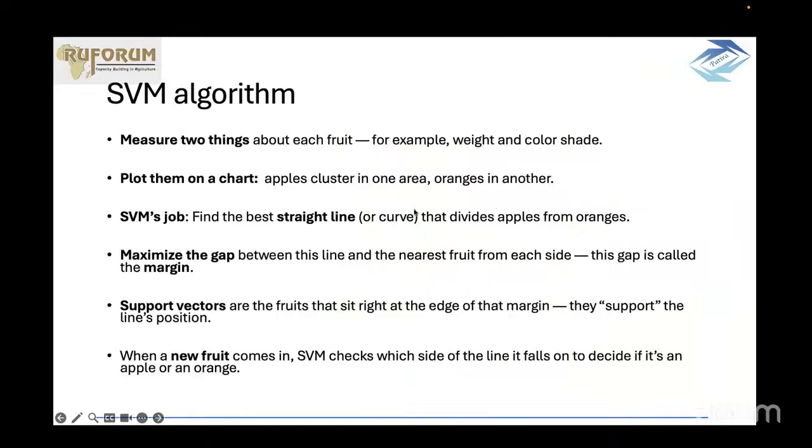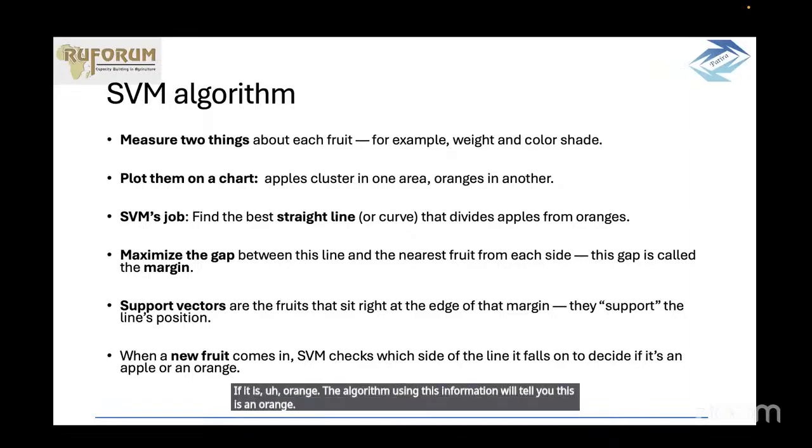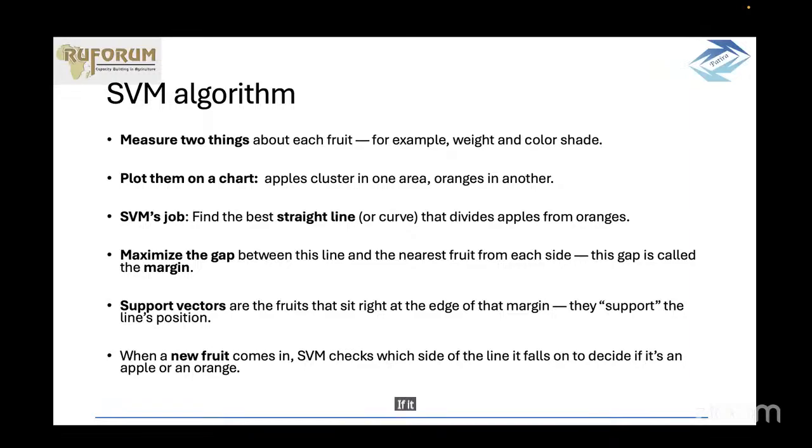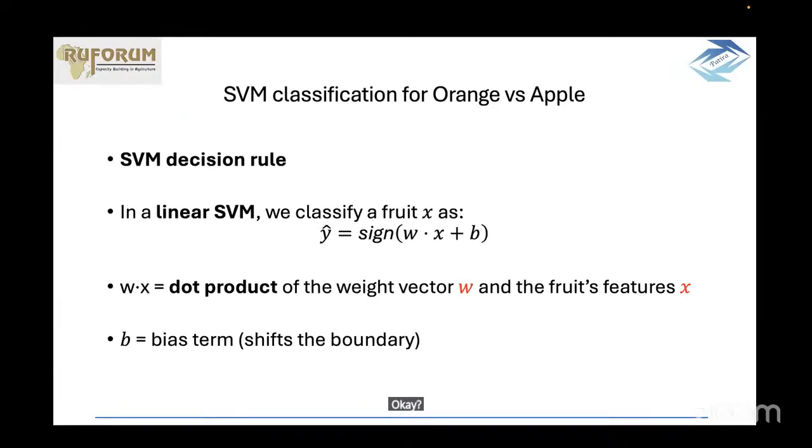And then you plot this, and then you find the margin, and then you use those that are on the edge, okay? So when now you develop the algorithm, if you bring a fruit, if it is orange, the algorithm using this information will tell you this is an orange. If it is an apple, the algorithm will tell you this is an apple, okay? Okay, so let's go now to the equation here.